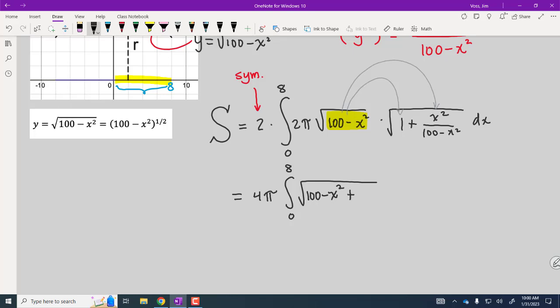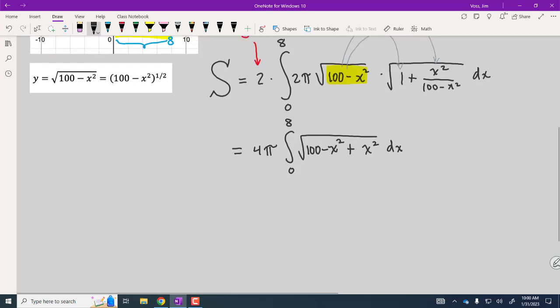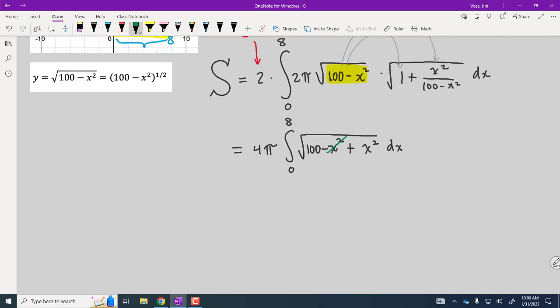And what are we left with when we distribute it to the second fraction? Yeah, just x squared. And we get more cancellation. These have been cooked up very nicely for us. So we have a minus x squared and a plus x squared. Those go away. Square root of 100 is 10. 10 times 4 is 40. So we have 40 pi, integral 0 to 8 dx.